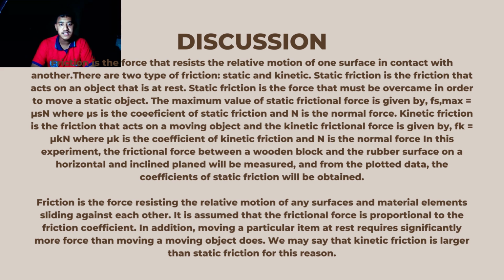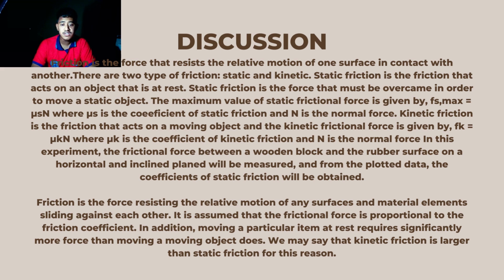The maximum value of static frictional force is given by Fs max equals mu s N, whereas mu s is the coefficient of static friction and N is the normal force. Kinetic friction is the friction that acts on a moving object, and the kinetic frictional force is given by Fk equals mu k N, whereas mu k is the coefficient of kinetic friction and N is the normal force. In this experiment, the frictional force between a wooden block and a rubber surface on a horizontal and inclined plane will be measured, and from the plotted graph, the coefficient of static friction will be obtained.